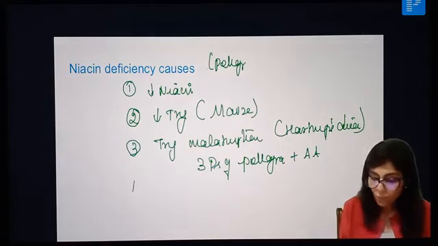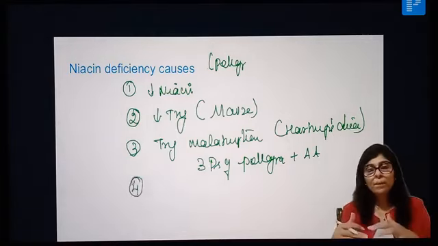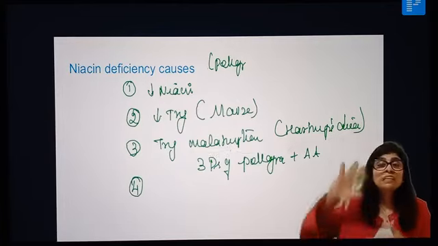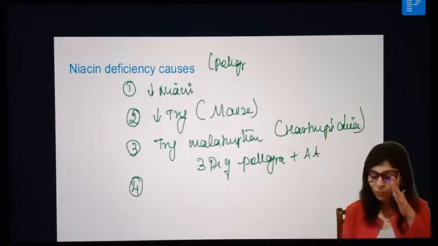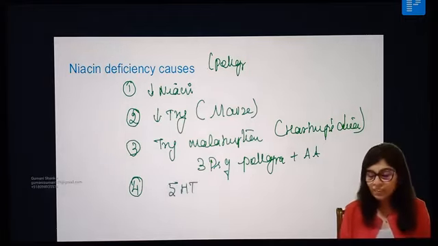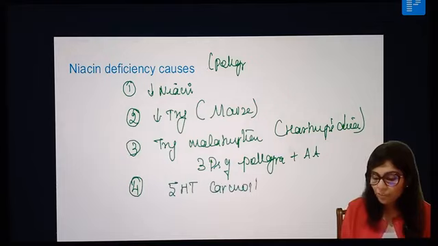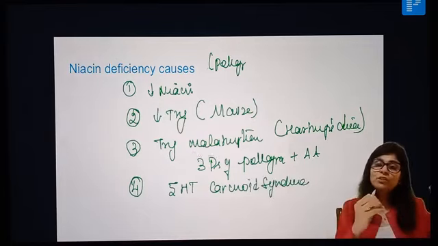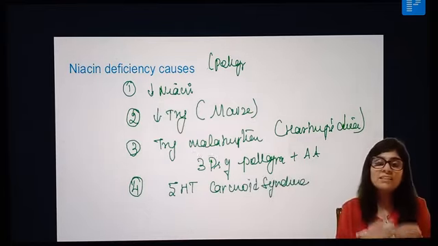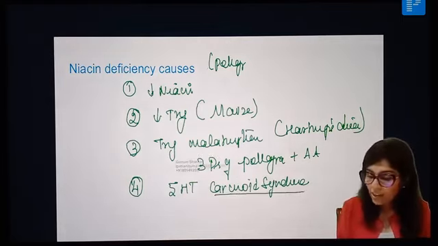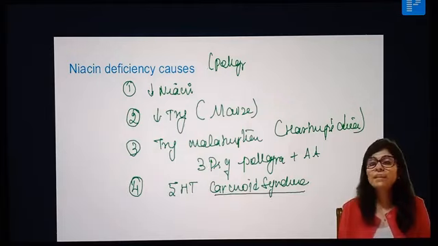Okay. Now, what if tryptophan is absorbed? But after absorption, tryptophan is used for serotonin synthesis. So, tryptophan is a common precursor for both niacin and serotonin. In carcinoid syndrome, all the tryptophan will be used only for serotonin synthesis. So, tryptophan is not available for niacin synthesis. That also causes pellagra. So, not only Hartnupp's disease, carcinoid syndrome can also cause pellagra.